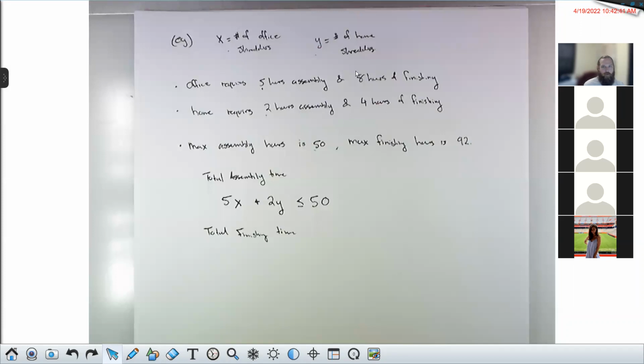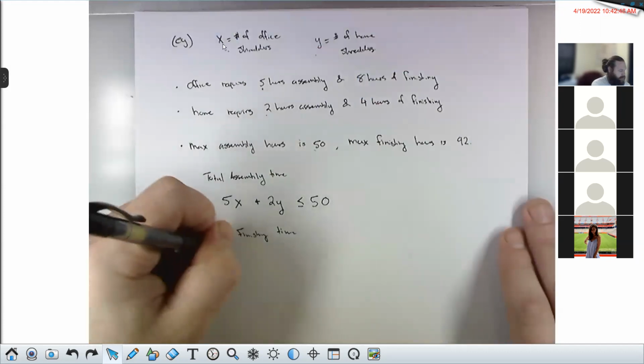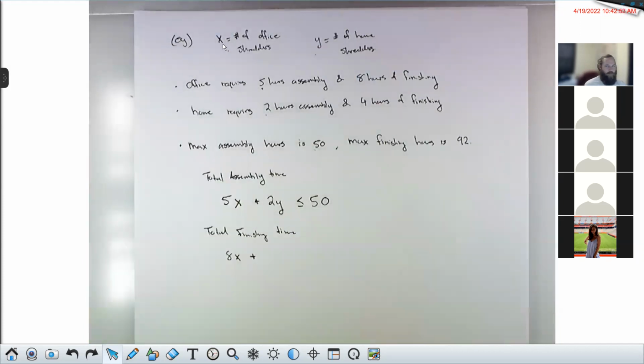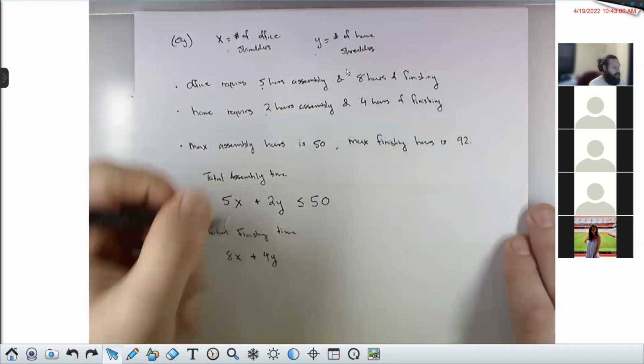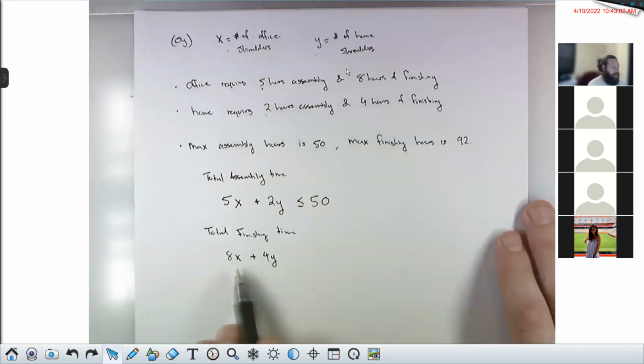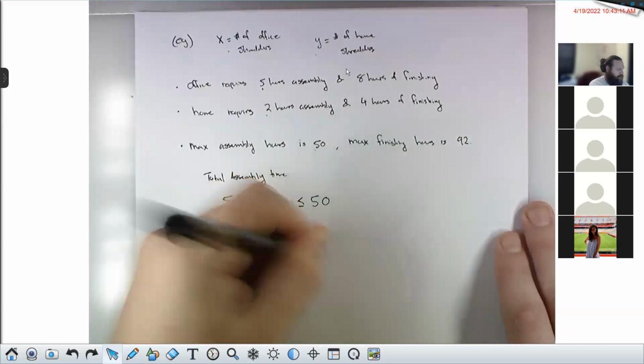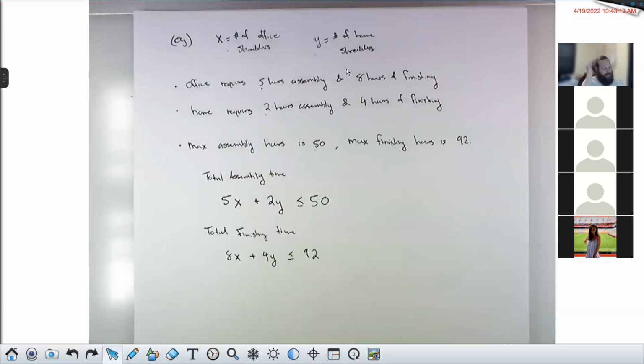Each office shredder requires 8 hours of finishing. So if I make X office shredders, that's 8X hours going into finishing. Plus, each home unit requires 4 hours of finishing. So if I make Y of them, that's 4Y hours going into finishing. So this is the total amount of time it will take to finish X plus Y shredders. And I know that this has to be less than or equal to 92 because that's all the time we have to put into finishing.